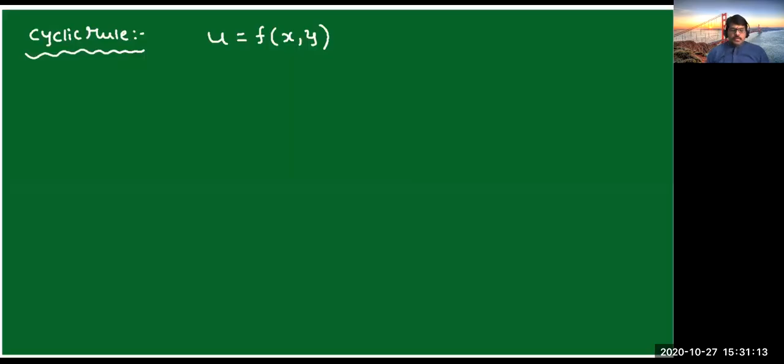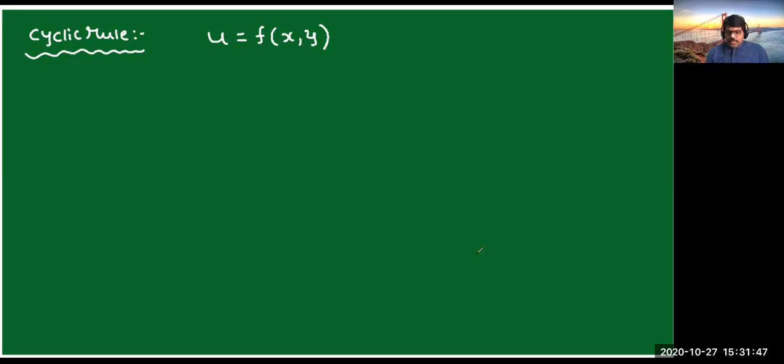Hello everyone. This is the continuation video on partial differentiation. This is video number 4, and in this video, the very important rule we have to talk about is the cyclic rule. So first, what is a cyclic rule? How to understand the cyclic rule? How to apply the cyclic rule? Whenever an equation is given, whether that equation follows a cyclic rule or not, that is our discussion.